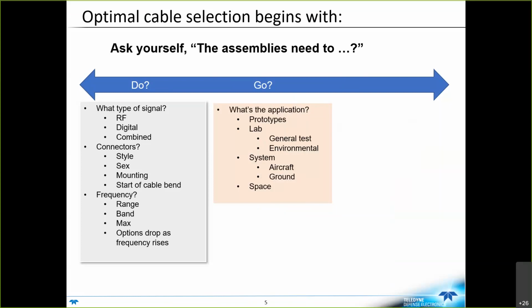Last is space. This is going to be considered the most difficult. It's typically the harshest environment. So there's a whole lot of expectations to go along with this cable set. It's usually a very specific design for the cable, many times with a specific connector or alterations to the connector design. And lastly, a much more complex qualification or data package that goes along with it.